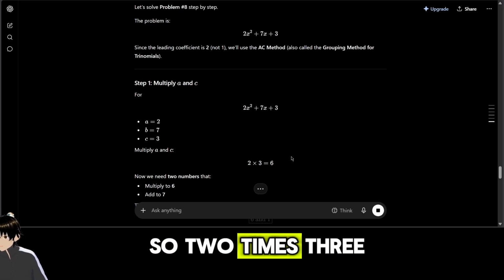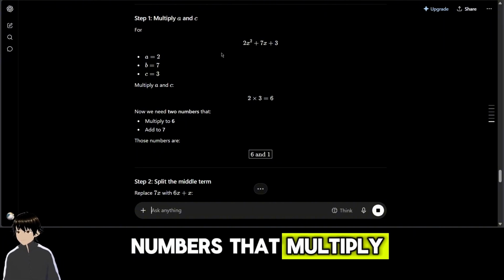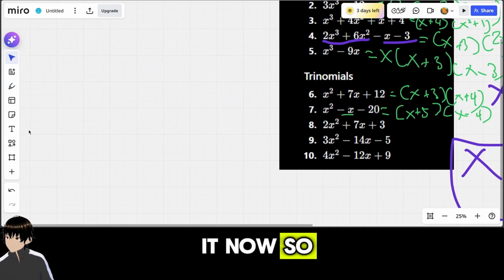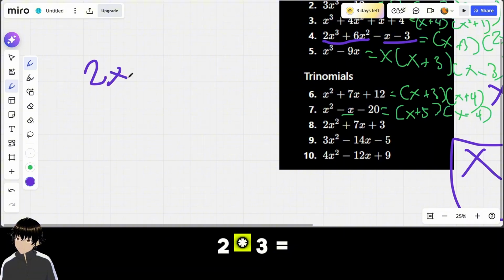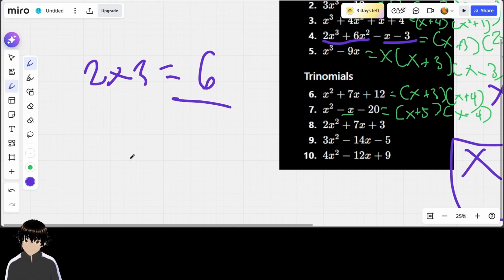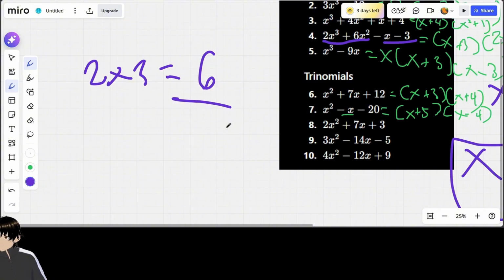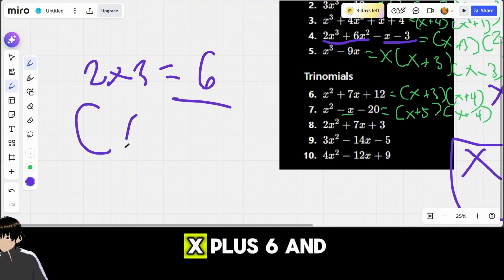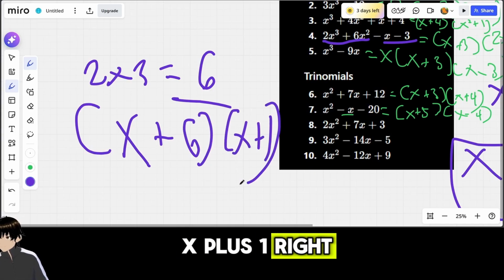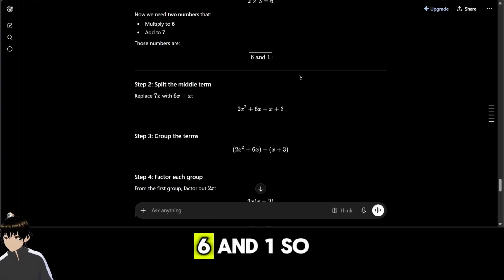Multiply A and C, so 2 times 3 is going to be 6. You need two numbers that multiply to 6 and add to positive 7. Okay, so we just do that. I get it now. Well, we have x plus 6 and x plus 1, right? So that's going to be the answer, I believe. 6 and 1.